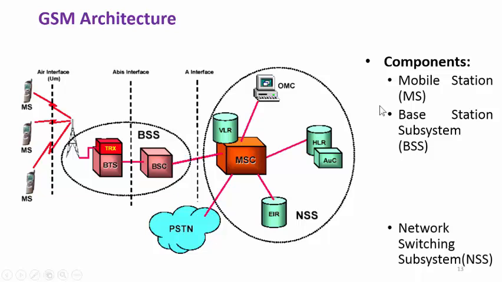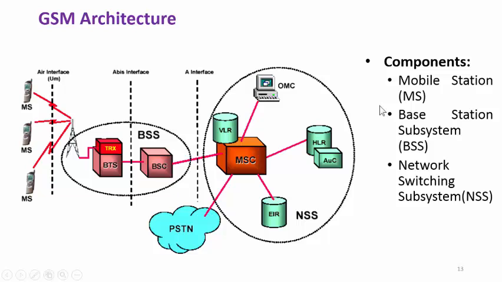So these are the components of the GSM architecture. First one is the mobile station or handheld device, that is mobile phone. Then BSS, that is base station subsystem, and network switching subsystem, NSS.